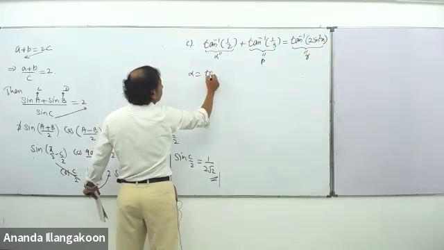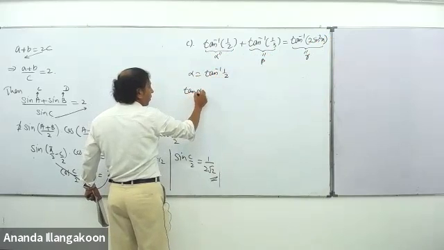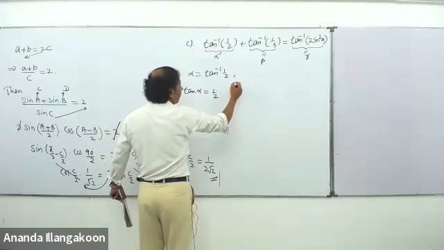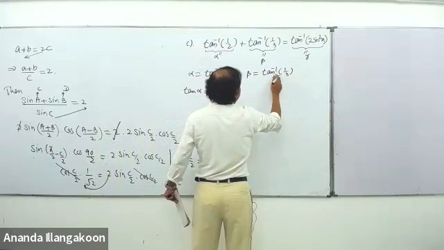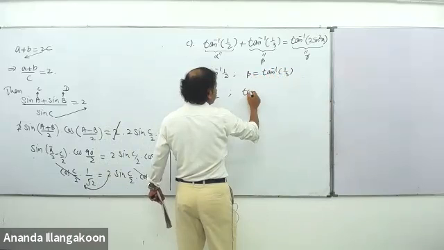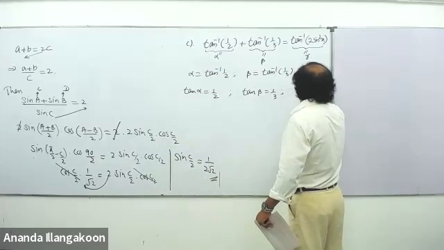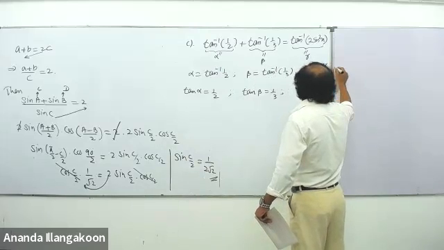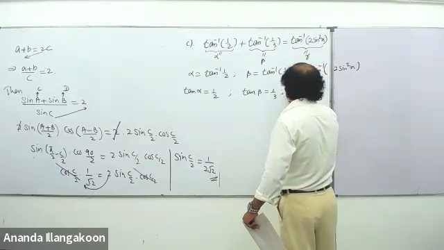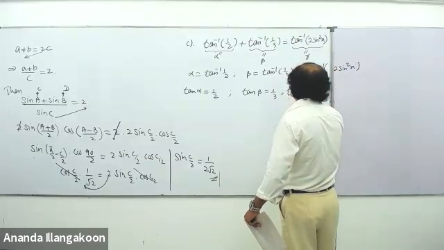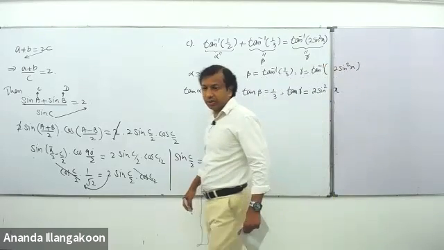Alpha equals tan inverse half. Bring this tan inverse to the left hand side, then it becomes tan alpha equals half. Beta, tan inverse 1/3. Bring the tan inverse over, tan beta equals 1/3. Now gamma, tan inverse 2 sin squared x. Bring the tan inverse to the side, tan gamma is equal to 2 sin squared x.